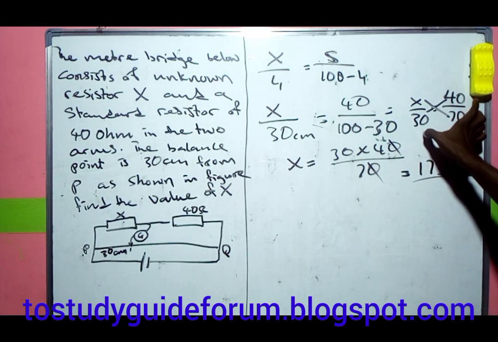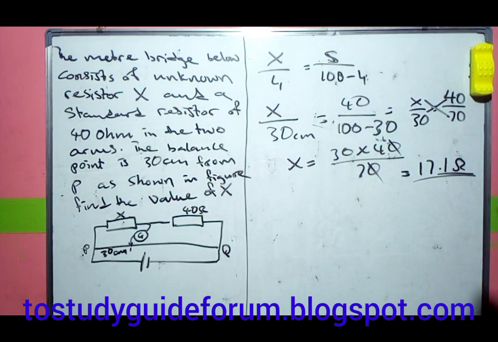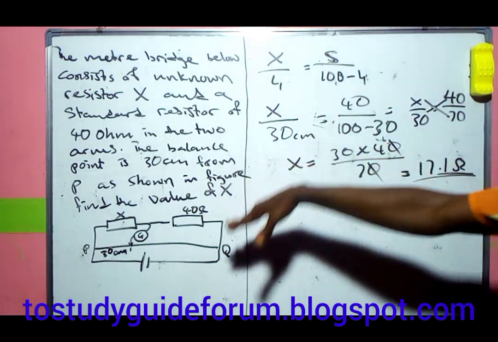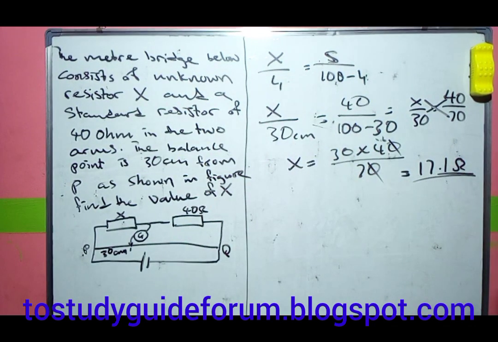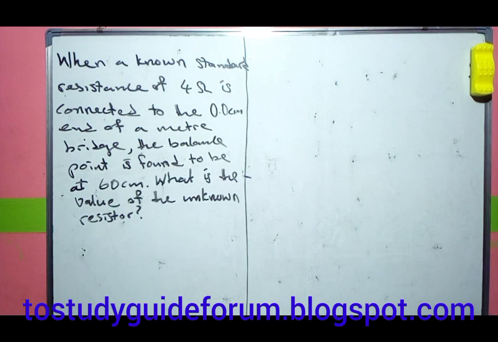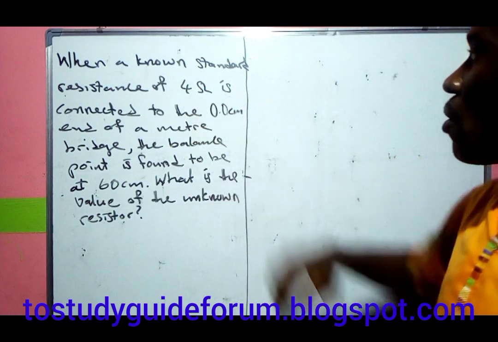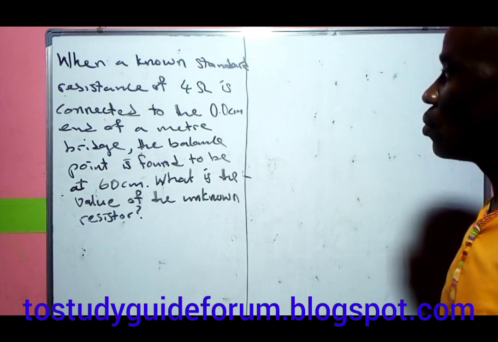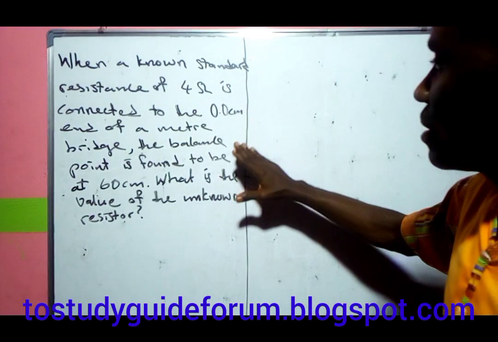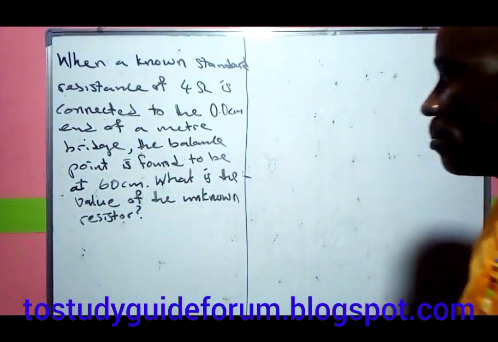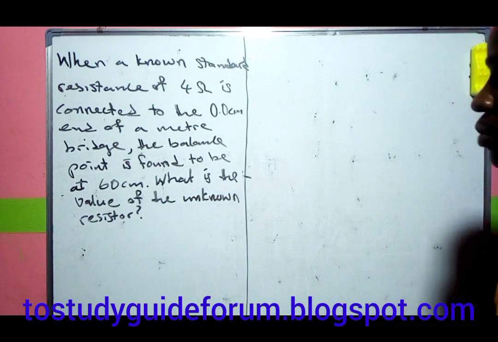So remember, this is our relation in solving this problem. Always remember that by substituting whatever you have here, you will get the final answer. Let's try another question in regards to this to see what you are going to get, and then we will try again the Wheatstone Bridge. So the next one we're looking at here said that when a standard resistor of 4 ohms is connected to the 0.0 cm end of a meter bridge, the balance point is found to be 60 cm. What is the value of the unknown resistor?